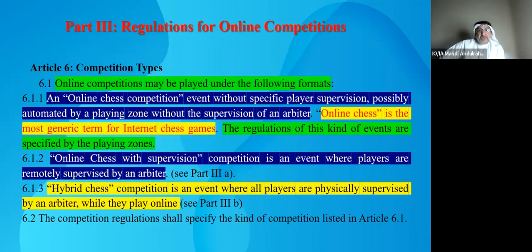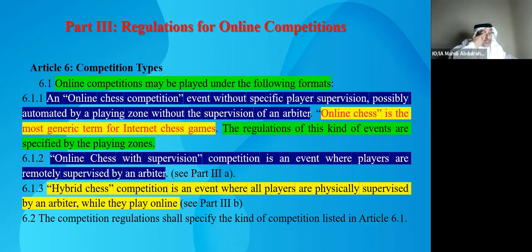Then we have online competition, which may be played in the following formats. Online chess competition, even without specific player supervision possibility, is run automatically by the playing zone without the supervision of the arbiter. Online chess is the most generic term for internet chess games. The regulations of this kind of event are satisfied by the playing zone. So we have online chess and we have hybrid chess. In online chess, we have competition with supervision, an event where players are remotely supervised by the arbiter.